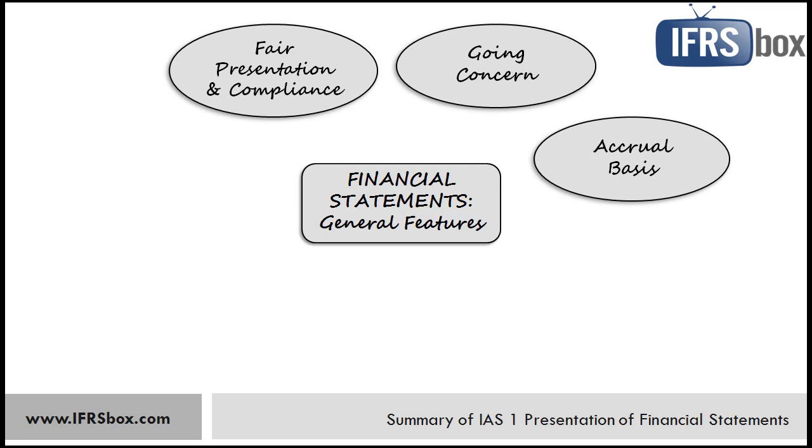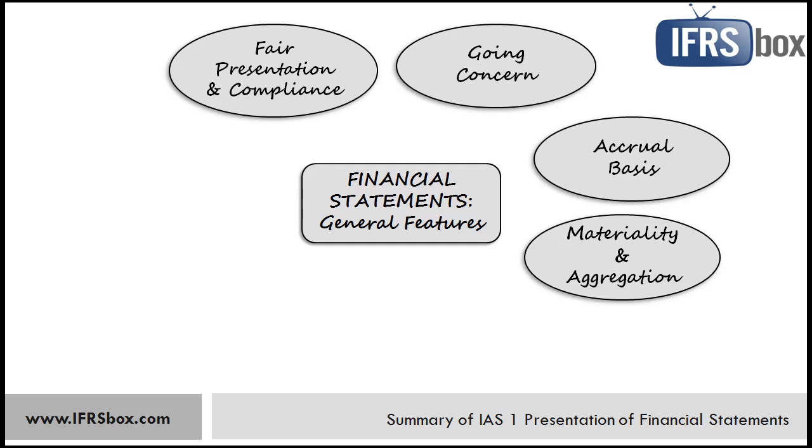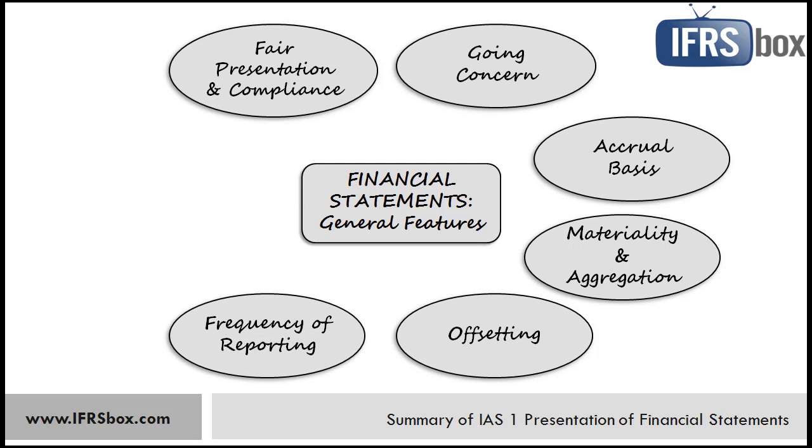Accrual basis. That means that transactions must be recognized when they occur and not when the cash is received or paid. Materiality and aggregation. Each material item should be presented separately, and immaterial amounts should be aggregated with amounts of a similar nature or function and not presented separately. Offsetting. Assets and liabilities should not be offset except when offsetting is required or permitted by another standard. Frequency of reporting. A complete set of financial statements shall be presented at least annually.